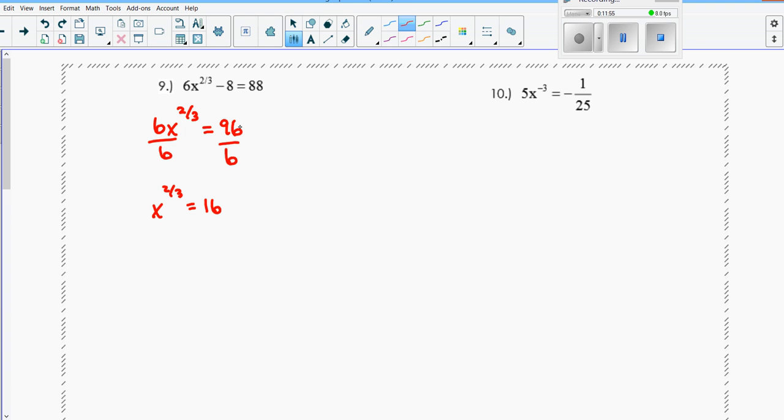You are doing this without a calculator, so if you didn't know that, you could guess and check. So you could say, well, I think it's 16.